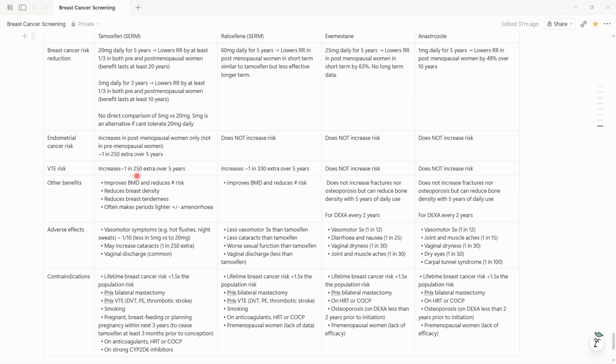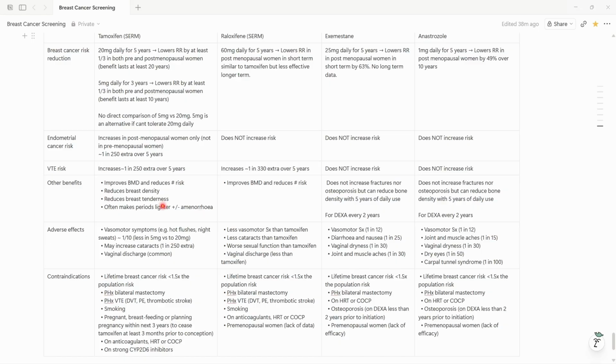Tamoxifen also increases the risk of blood clots, so venous thromboembolic disease. There is 1 in 250 extra cases over 5 years, so a similar increased risk to endometrial cancer in postmenopausal women. Other benefits for tamoxifen is that tamoxifen improves bone mineral density and reduces fracture risk, although it is not an indication for them to start tamoxifen, but it does help their bone health. It also helps to reduce breast density, which reduces breast cancer risk. It helps to reduce any breast tenderness as well that the patient may have. And it can often make periods lighter and induce amenorrhea, which may be of benefit to a few patients.